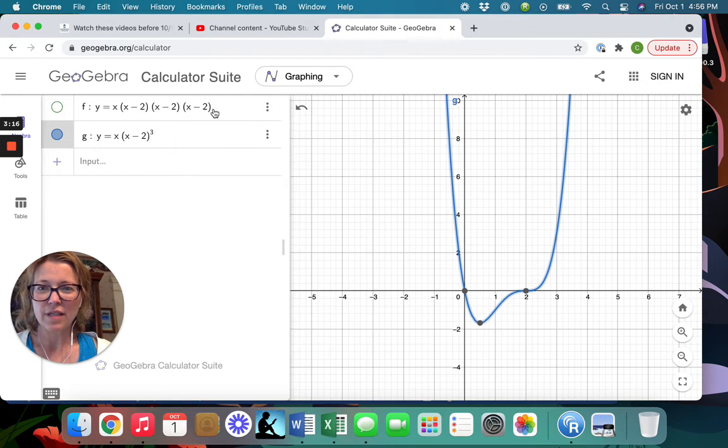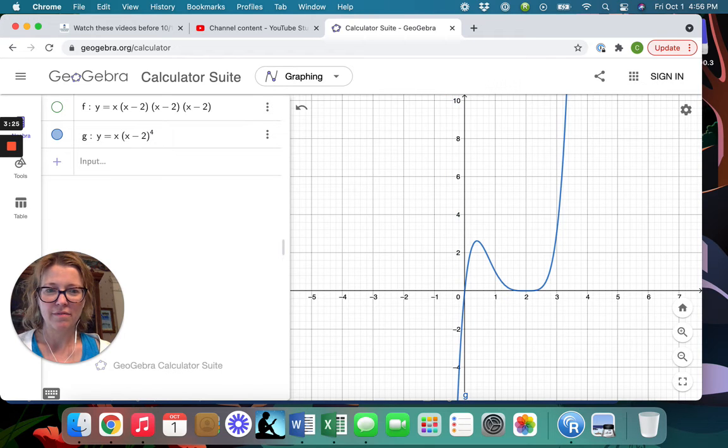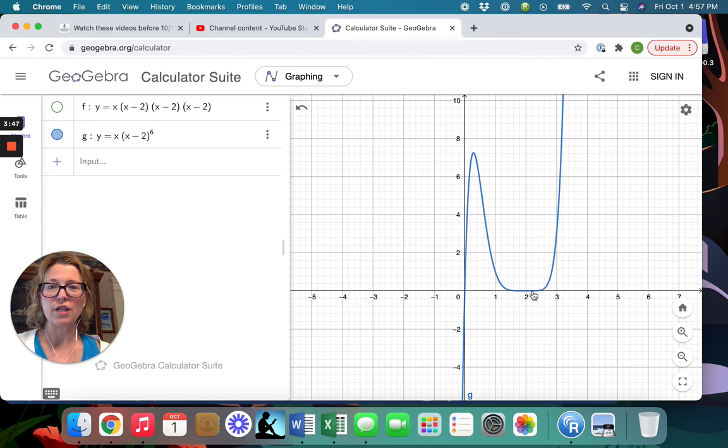Okay, so I've turned this top one off, and I'm going to mess around with this one. What if it had a multiplicity 4? The end behavior is changing. I still have those same x-intercepts, and it's getting even more shallow. Now with an even exponent, it's bouncing off the x-axis again. If I were to make it a higher even exponent, it's still bouncing off, but even more shallow.